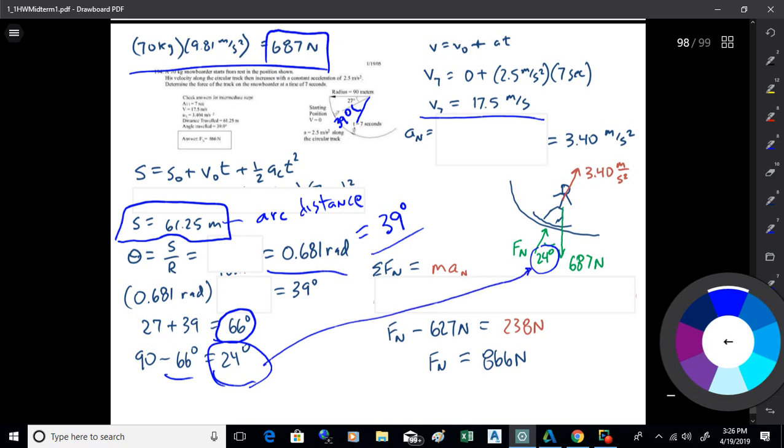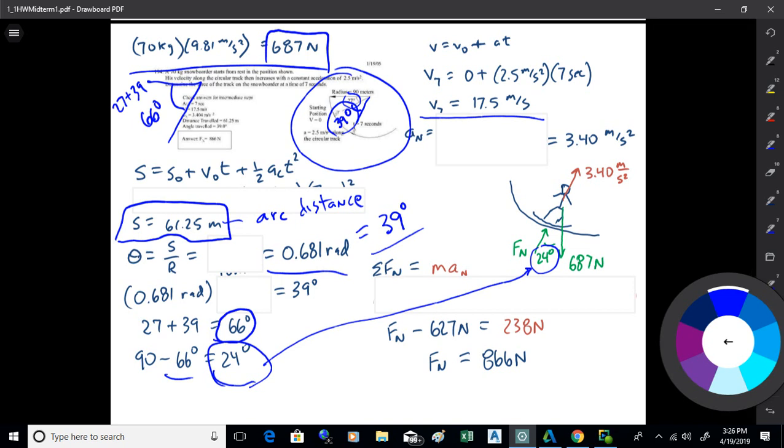I'm kind of out of room to put anything else, but it's kind of right in there. I've got 27 for the starting angle. I'm going to swing down 39 more, so that gets me a total of 66. So the snowboarder is right there at 66 degrees, which is the original 27 plus the 39 that I calculated with that arc distance. That gets me down here to the snowboarder.